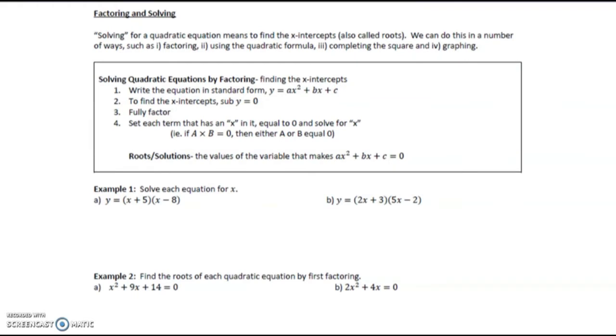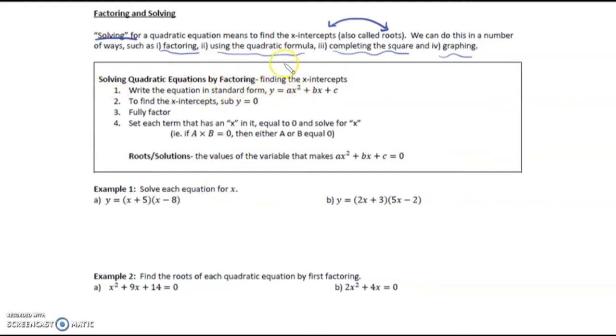Okay, factoring and solving. When we talk about solving a quadratic equation, this means to find the x-intercepts. The x-intercepts are also called roots. We can do this in a number of ways. We can factor, we can use the quadratic formula, we can complete the square, or we can graph. Now, solving quadratic equations by factoring.